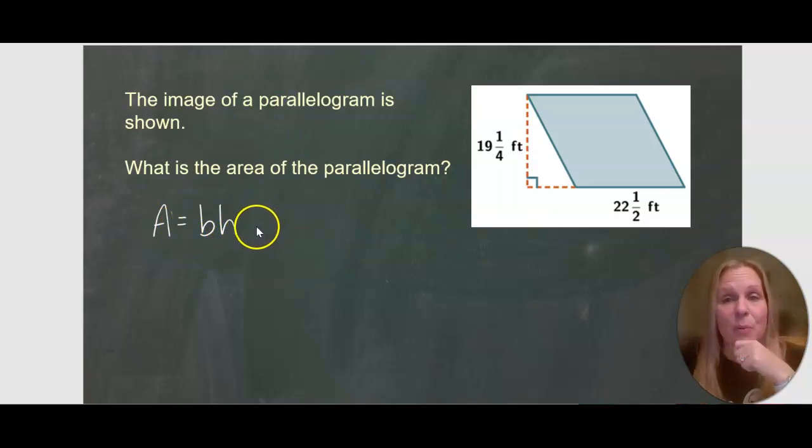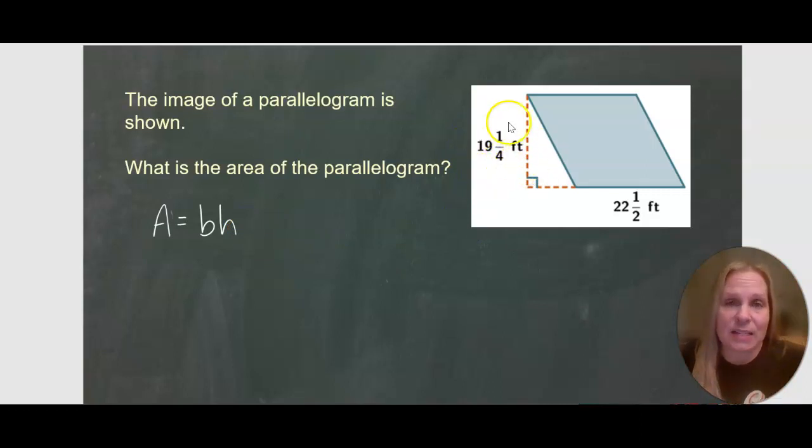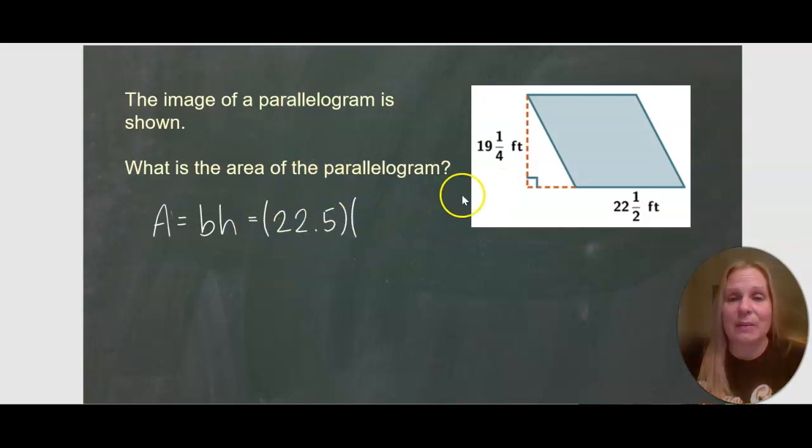Now, the height is important. You don't measure the height on a diagonal. You always measure the height straight down, right? So the height is this 19 1/4. The base is my 22 1/2. So I'm going to do 22 1/2. I'm going to write it as a decimal. Everyone all right with that? Because then I can use my calculator for it. And then my height is 19.25.